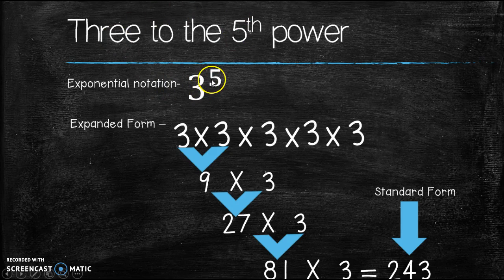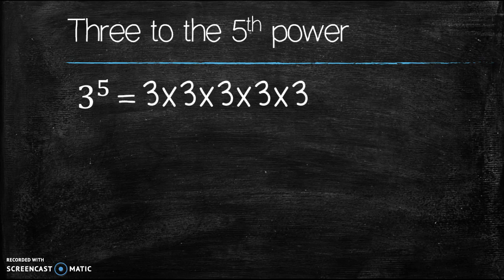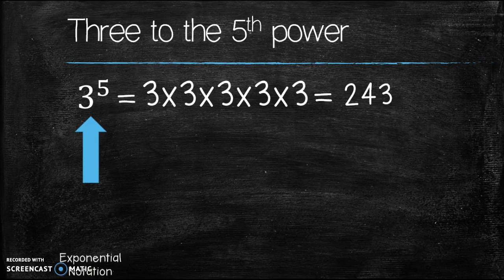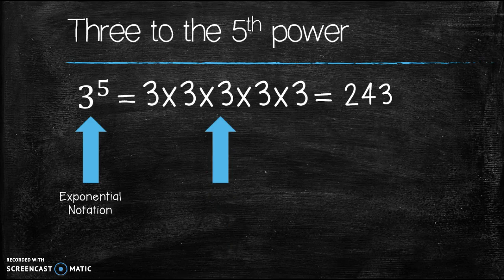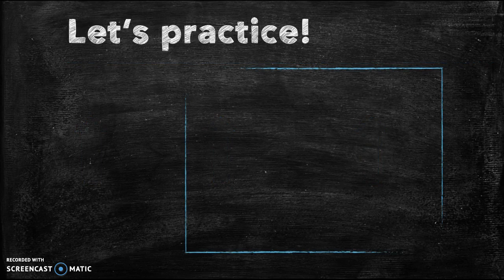So 3 to the 5th is the same thing as 3 times 3 times 3 times 3 times 3 is the same thing as 243. 3 to the 5th equals 3 times 3 times 3 times 3 times 3, which equals 243. They're just all named something different. This is named the exponential notation. This is named expanded form, and this is named standard form. So they all look different, but they mean exactly the same thing. So let's practice.